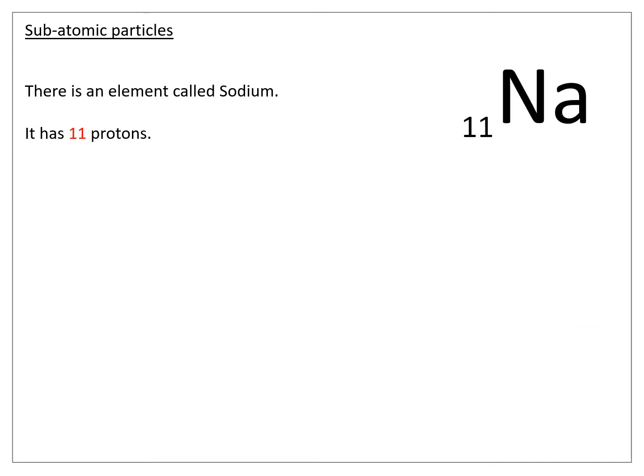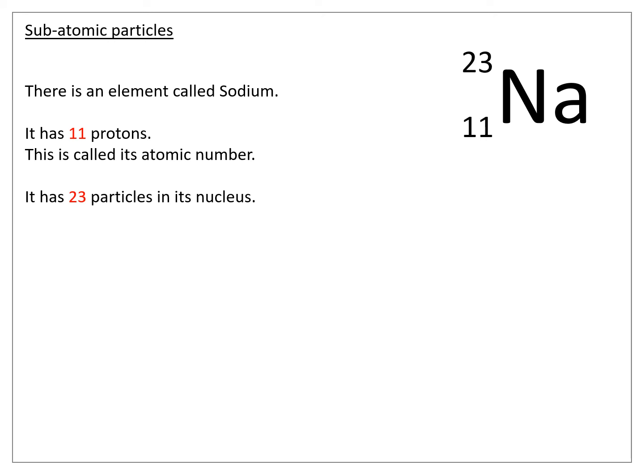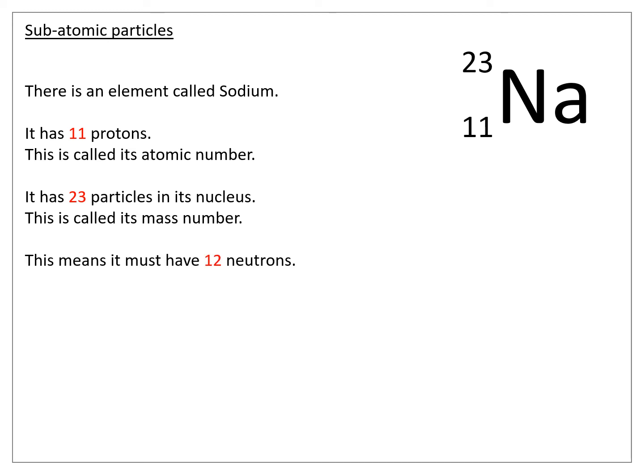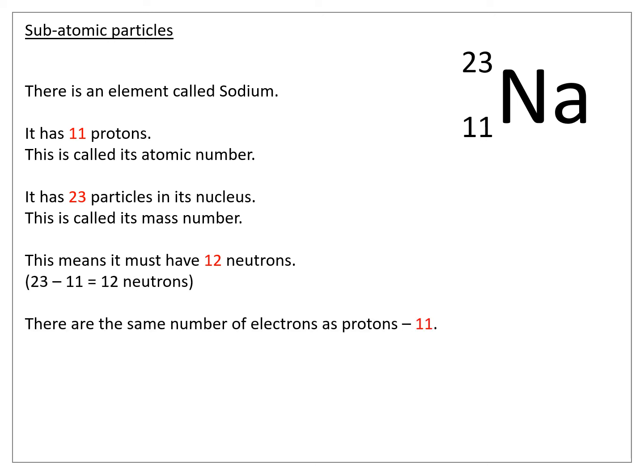Let's have a look at sodium. Sodium has 11 protons. This is called the atomic number. It has 23 particles in its nucleus. Remember, those are protons and neutrons. So that's called the mass number. So that must mean it's got 12 neutrons, because 23 minus 11 gives 12 neutrons. And there are the same number of electrons as protons, so there are 11 electrons.